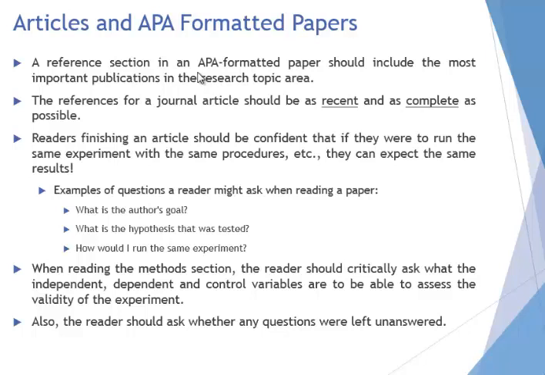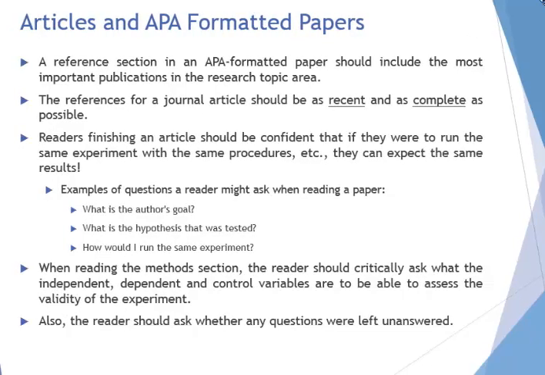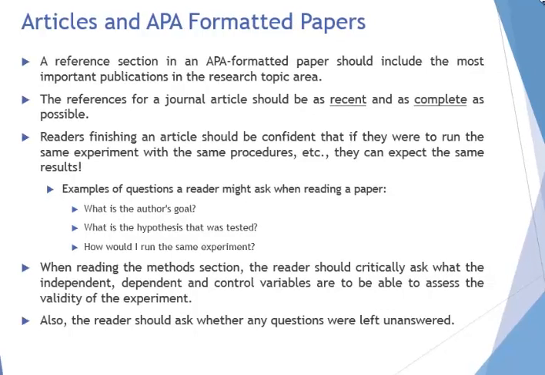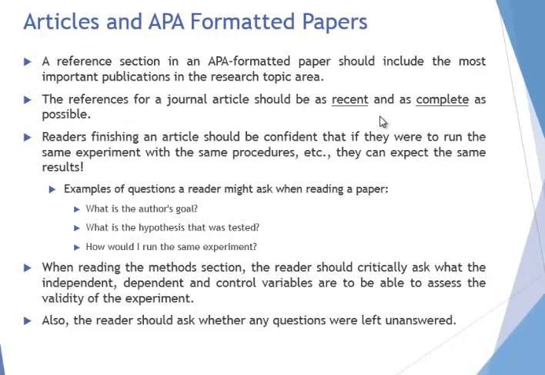APA is, of course, one of the two major methods by which papers are cited and our materials are cited in papers, the other being MLA, which is the subject of other classes. But an APA should include the most important publication in the research topic areas. The references, in other words, what you cite when you're establishing the proof or whatever it is you're trying to establish, should include the sources that are as recent as possible and as complete as possible. You want the most recent research and you want the most complete research.